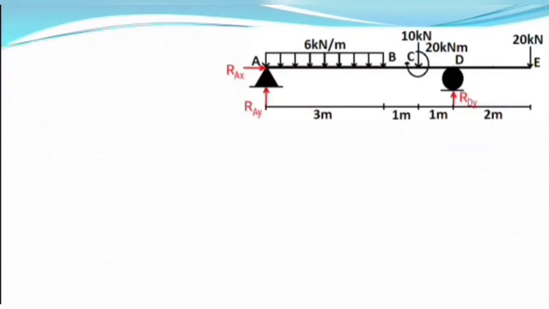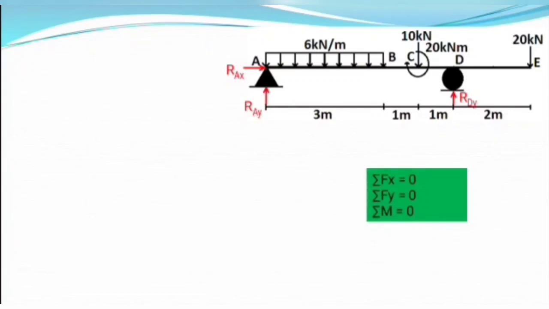Now for the analysis of the internal forces on the beam, we need to find out the values of these reaction forces at first. How can we find the values of these reaction forces? Now we are going to use the equations of static equilibrium for the calculation of these reaction forces. We have the equations of static equilibrium: summation Fx is equal to 0, which means the summation of all the horizontal forces on the beam is equal to 0.